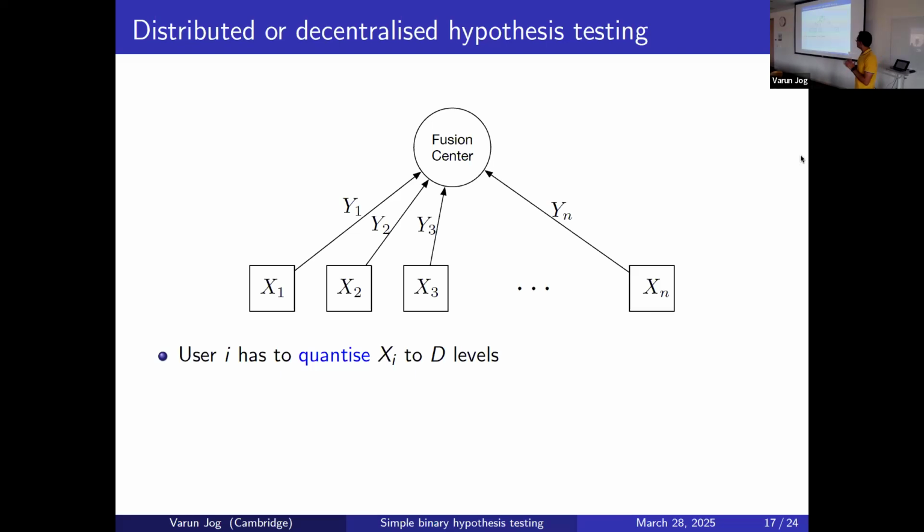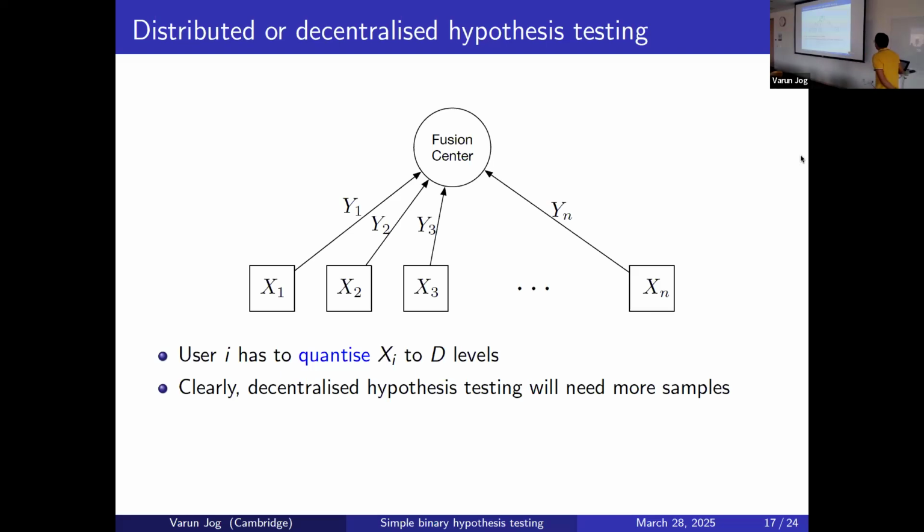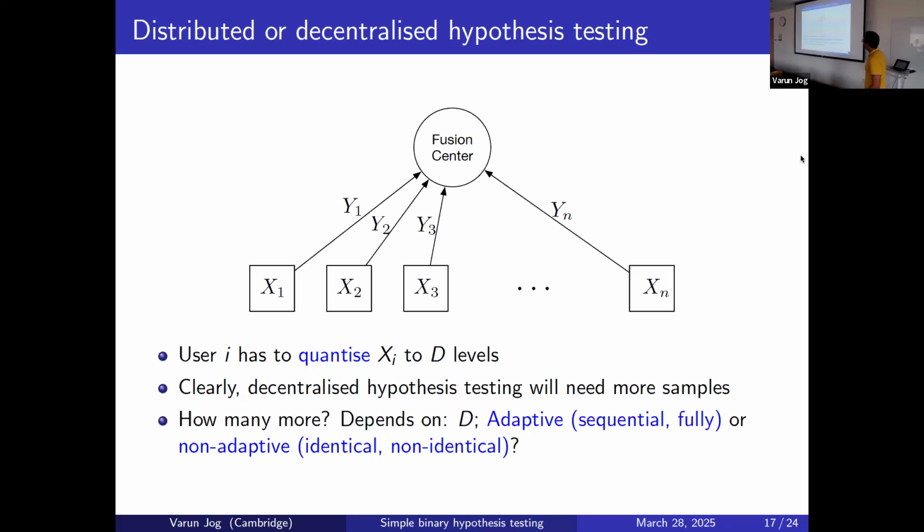So each user or each sensor has to quantize xi to d levels or log d bits. And clearly this is a harder problem to solve than the original one, the centralized one. So you're going to need more samples to solve it now, because every time you quantize, you destroy information. So to get the same amount of information to solve the problem, you need more n. So the question is how much more n would you need?